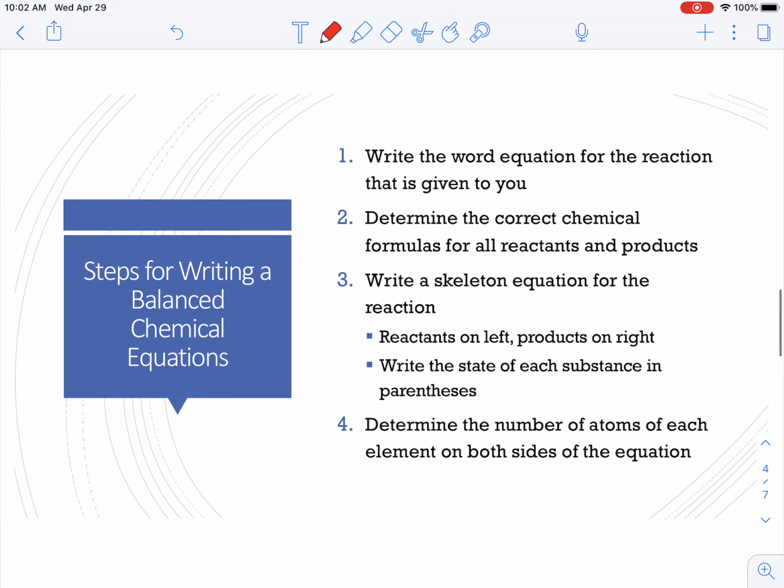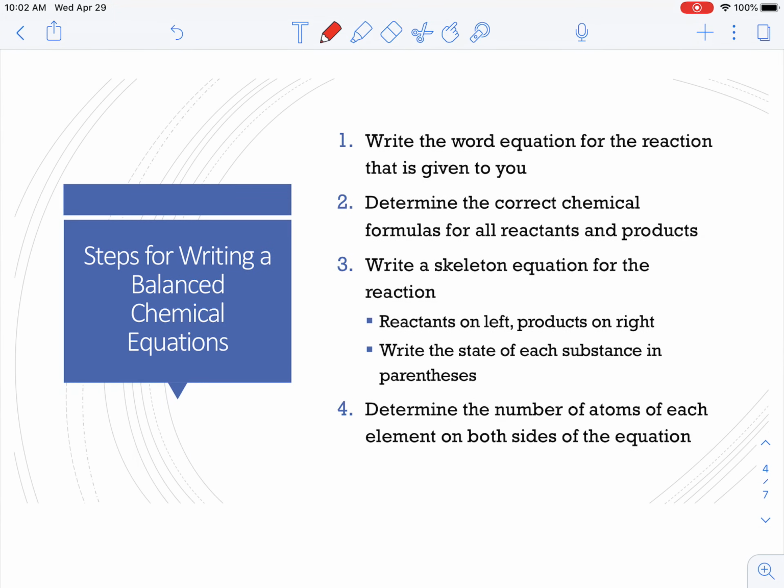So there's a number of steps we're going to walk through before we start to think about it in terms of real-world examples. First thing we're going to do for balancing a chemical equation is write the word equation for the reaction. Sometimes the question will give you information about what products are produced by what reactants. We want to write this out in a word equation just like what we looked at in the last lesson.